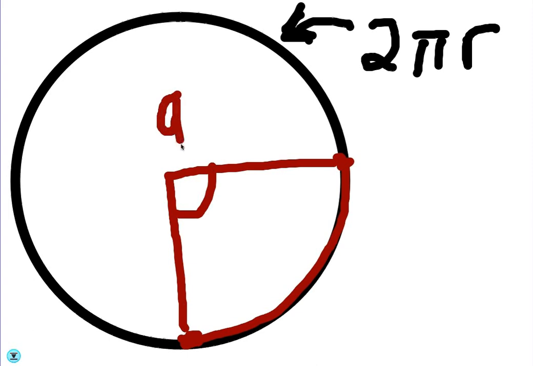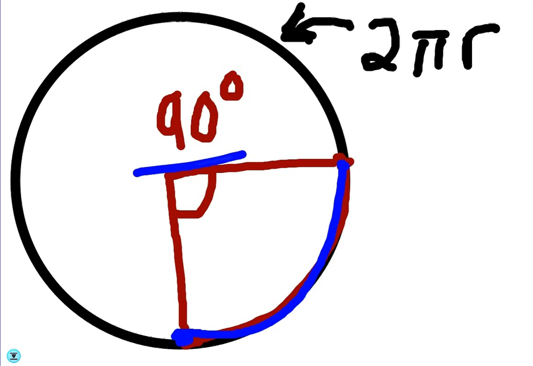Now, for simplicity's sake, let's say this angle is 90 degrees. Okay? And I want to figure out the length of this. Okay, this is an arc. It's a piece of the circle. How would I figure out how big that is? Can anybody tell me what fraction of the circle that would be if that's 90 degrees? There you go. It would be 1/4 because the circle is 360, right? So you would actually take 1/4 of the circumference.